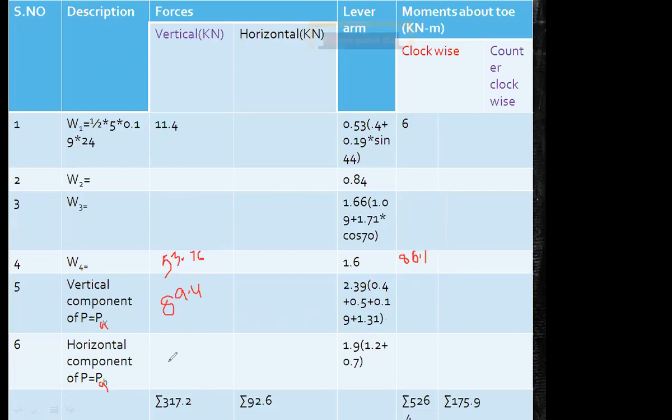హారిజాంటల్ కాంపోనెంట్ sin 44 తీసుకోవాలండి. ఇక్కడ 0.4 ప్లస్ 0.5 ప్లస్ 0.19 ప్లస్ సైన్ కాంపోనెంట్. హారిజాంటల్ కాంపోనెంట్ how much you got? 92.6. Right, 92.6. So lever arm, I'll show you in the diagram.